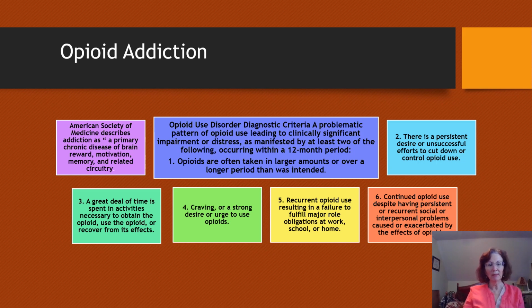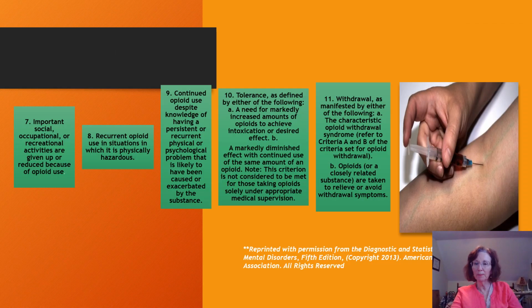A great deal of time is spent in activities necessary to obtain the opioid, the use of the opioid, or recover from its effects. Craving or a strong desire or an urge to use opioids. Recurrent opioid use resulting in a failure to fulfill major role obligations at work, school, or home. Continued opioid use despite having persistent or recurrent social or interpersonal problems caused or exacerbated by the effects of opioids. Important social, occupational, or recreational activities are given up or reduced because of opioid use.